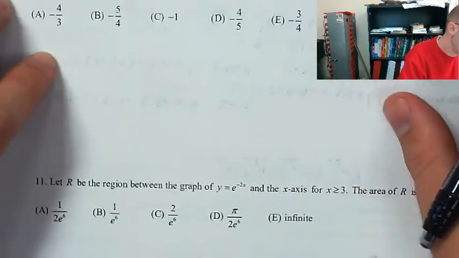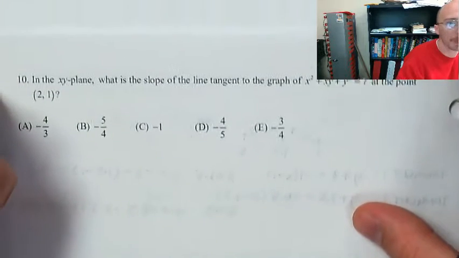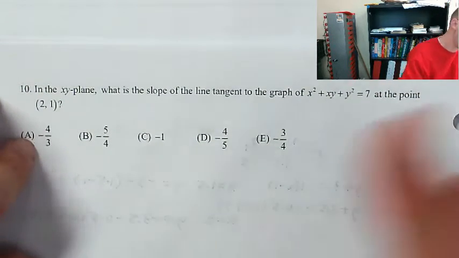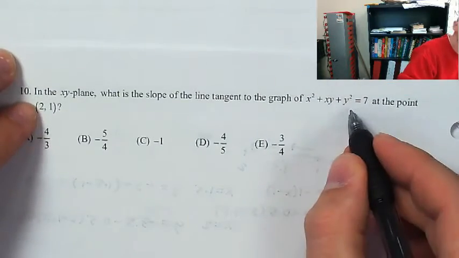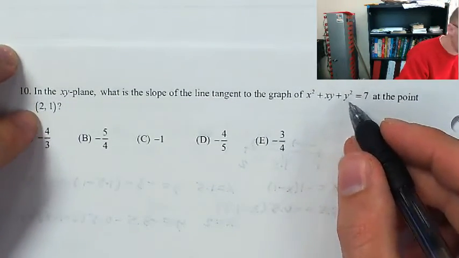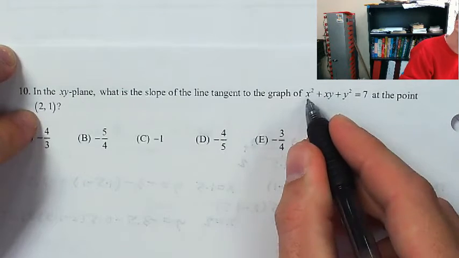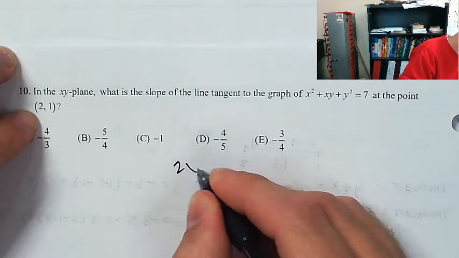Number 10, in the xy plane, what is the slope of the line tangent to the graph of x squared plus xy plus y squared equals 7 at (2, 1)? Okay, if I've got x's and y's commingling, I need to take the derivative implicitly. So I'm going to take the derivative of both sides of this equation with respect to x. The derivative of x squared, 2x.